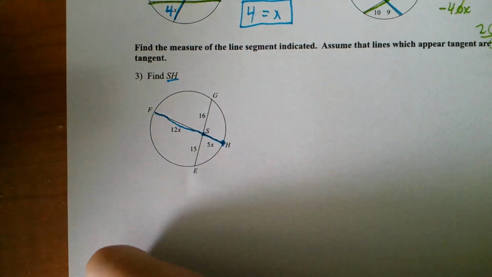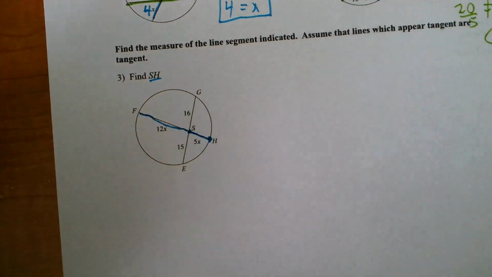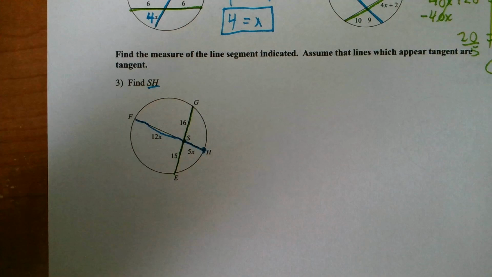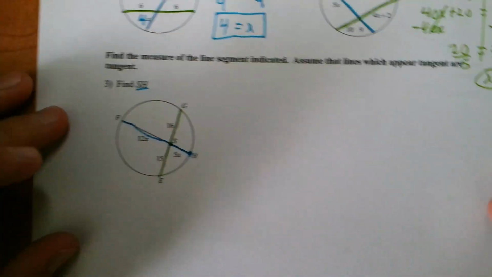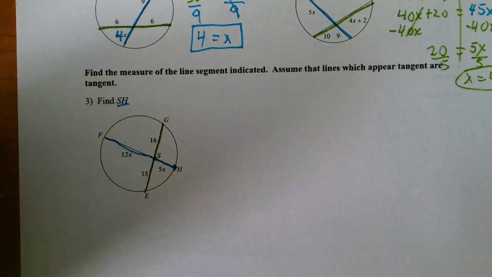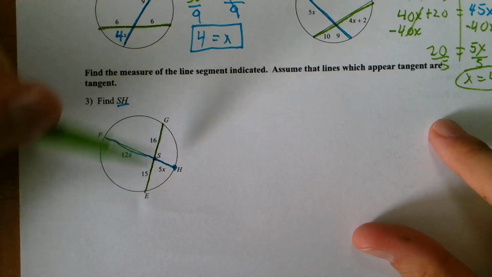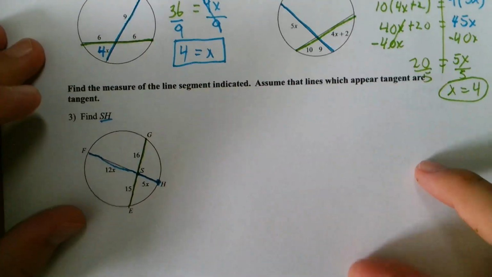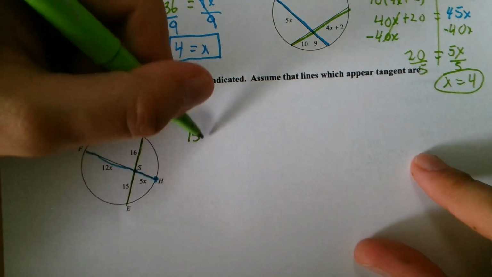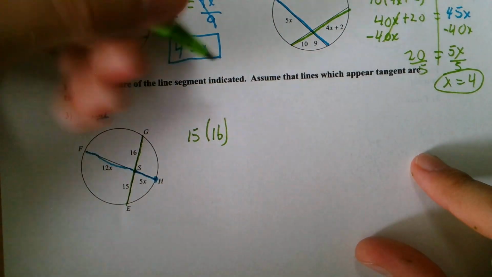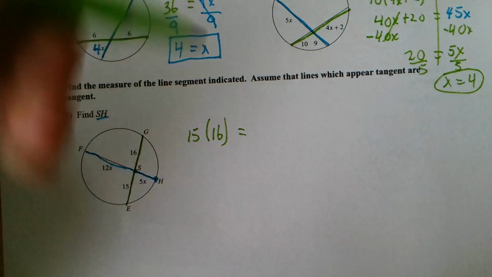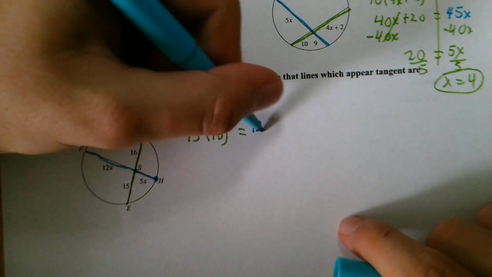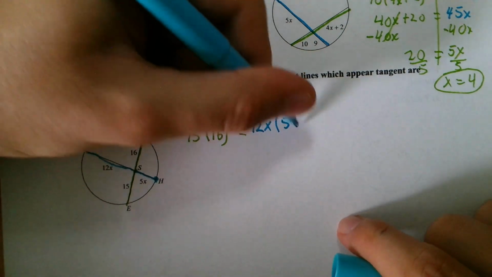So, again, I'm going to do my blue chord and my green chord, so that we can set up chord-chord product theorem. A times B equals C times D. Cool. So I'm going to do A times B, the green chord, just like this, up here. So 15 times 16. And then I'm going to set that equal to C times D for the blue chord. In this case, that would be 12x times 5x.